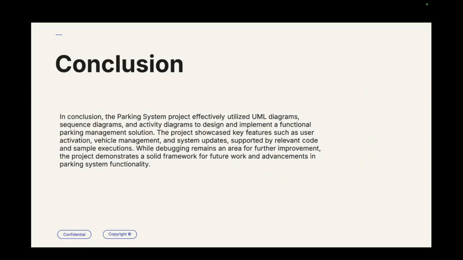So this is the conclusion. For the conclusion, the parking system project effectively utilized the UML diagrams, sequence diagrams, and activity diagrams to design and implement a functional parking management solution. The project showcased key features such as user activation, vehicle management, and system updates, supported by the relevant code and sample executions, while debugging remains an area for further improvement. The project demonstrates a solid framework for future work and advancement in parking system functionality.